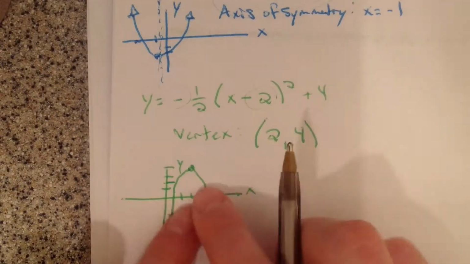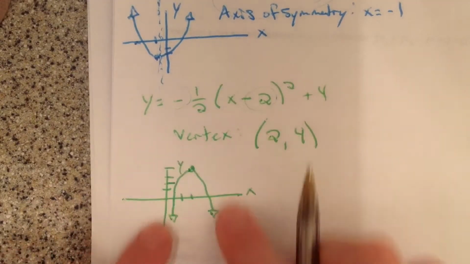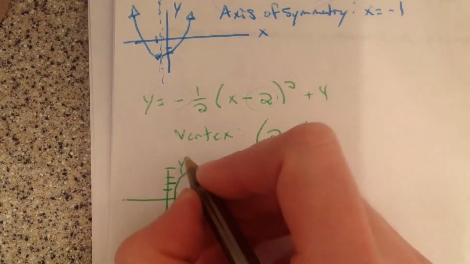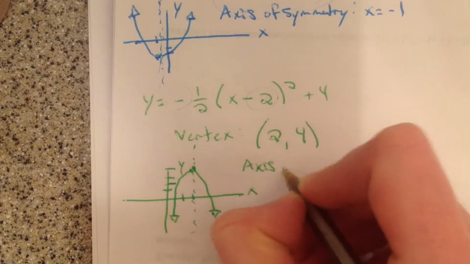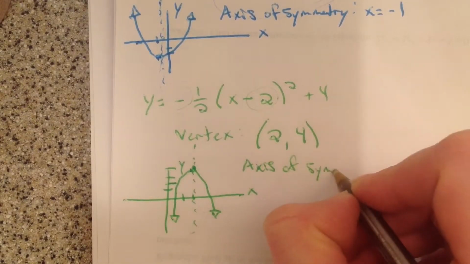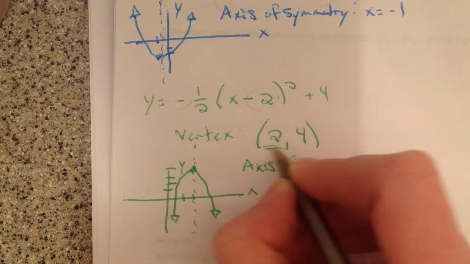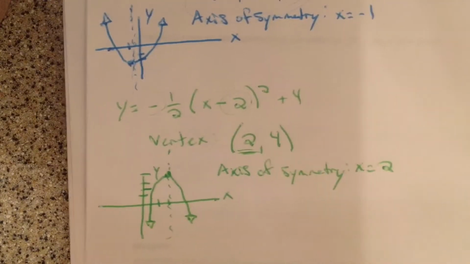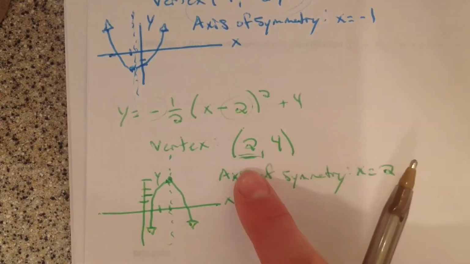It could be wider or narrower depending on what this number is, but at least we know it goes down from this vertex point. And to put an axis of symmetry through it, we go through the x value. So x equals, go to your vertex, x equals 2. Done. So once you identify the vertex, the axis of symmetry is really easy to follow suit.